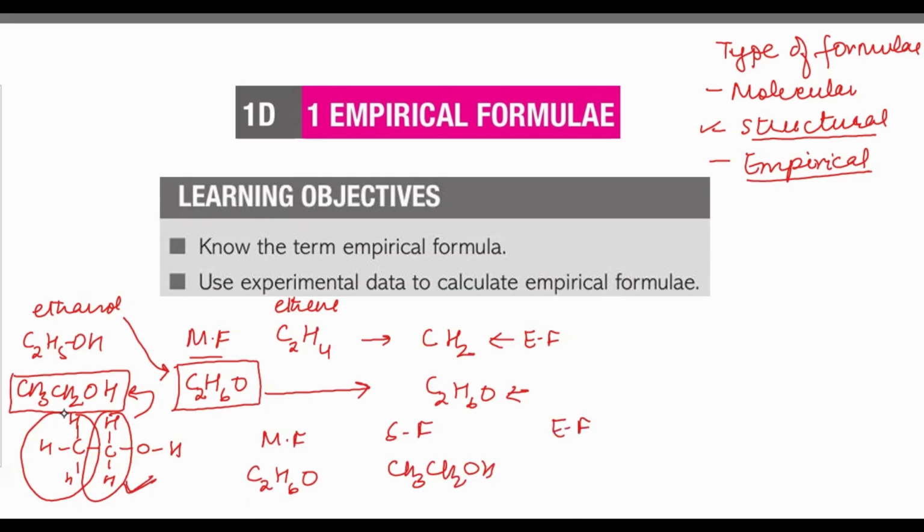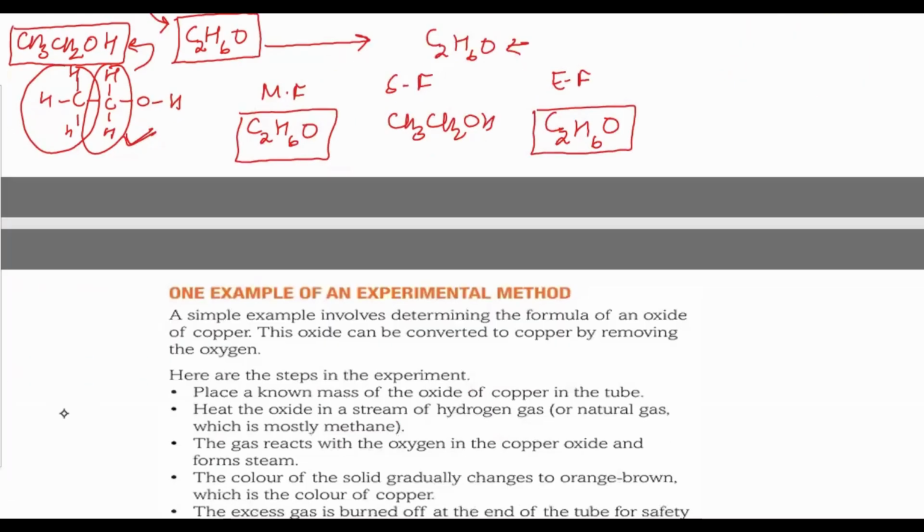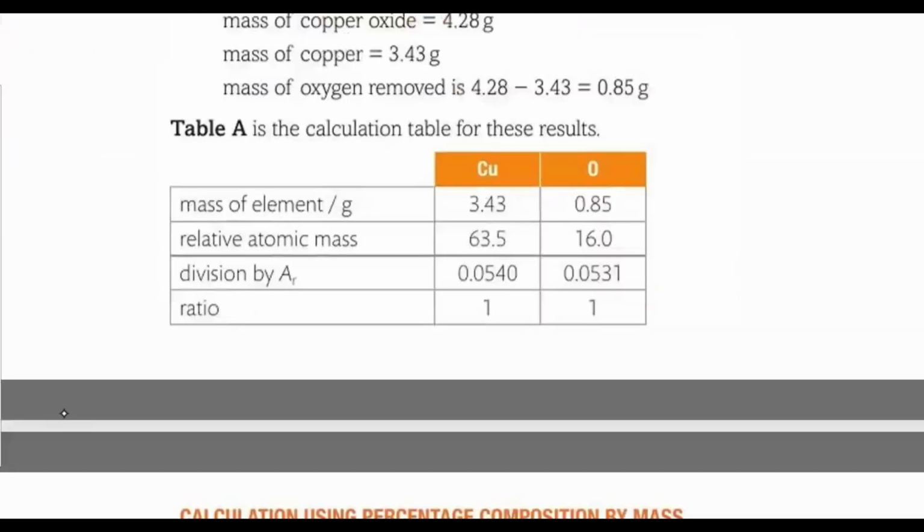And the empirical formula, the simple ratio formula, is derived from the molecular formula by taking the simplest ratio of all the element atoms existing there. I cannot simplify further, so the empirical formula remains the same as C2H6O. This is how we can write a compound using different types of formulas. This is a recap of what you have already done in O levels. Am I right? Yes. Agreed? Okay.